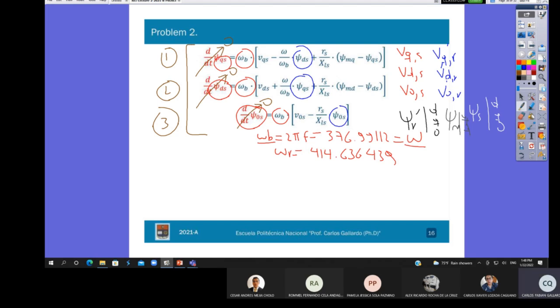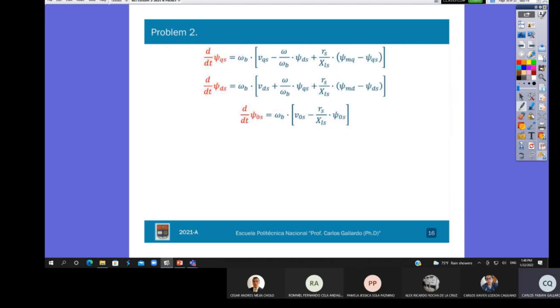What about these two? This is unknown. So this is unknown, this is unknown, and this is unknown, this is unknown, and this is unknown. So I have 3 equations, 5 unknown variables. Okay, this is for the stator side.